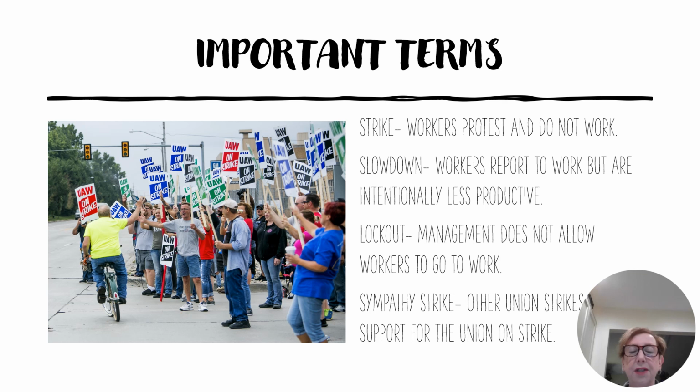First of all, I'd like to talk about a strike. A strike is when workers protest and do not go to work. A slowdown is when workers report to work but are intentionally less productive. A lockout is when management does not allow workers to go to work. A sympathy strike is when other unions strike to show support for the union that is striking.